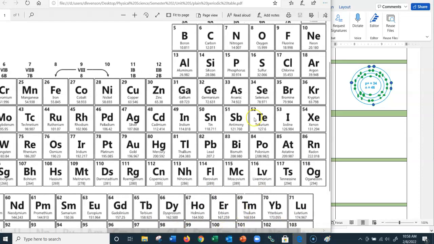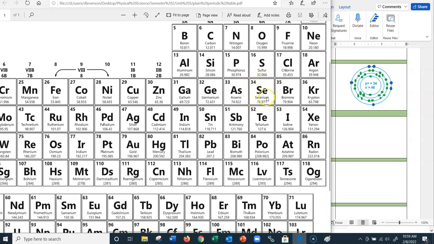And selenium right here is number 34. And remember, when you're looking at the periodic table, the whole number is the atomic number, and that is the number of protons. The number with the decimal is the atomic mass, and that is the total number of protons and neutrons. And we will round it when we need to find the number of neutrons. 78.97, if we round it to a whole number, would be rounded to 79.